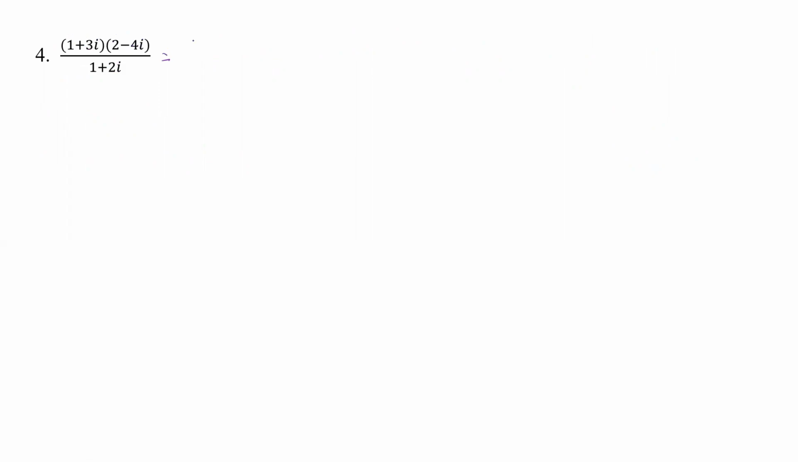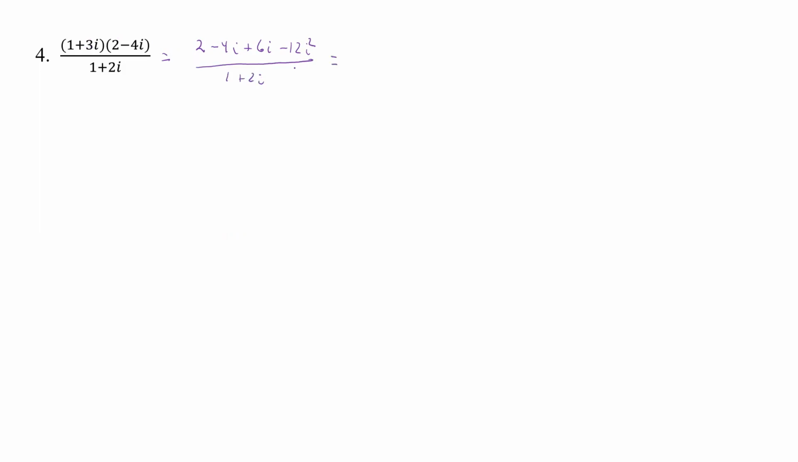So if I FOIL the numerator, that's going to be 1 times 2 is 2, and then 1 times the negative 4i is a negative 4i, then 3i times 2 is going to be plus 6i, and 3i times a minus 4i is going to be minus 12i squared. And again, that's all over 1 plus 2i.